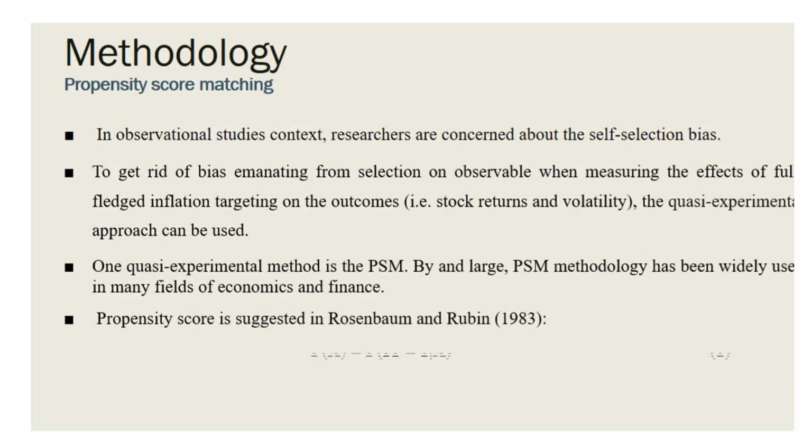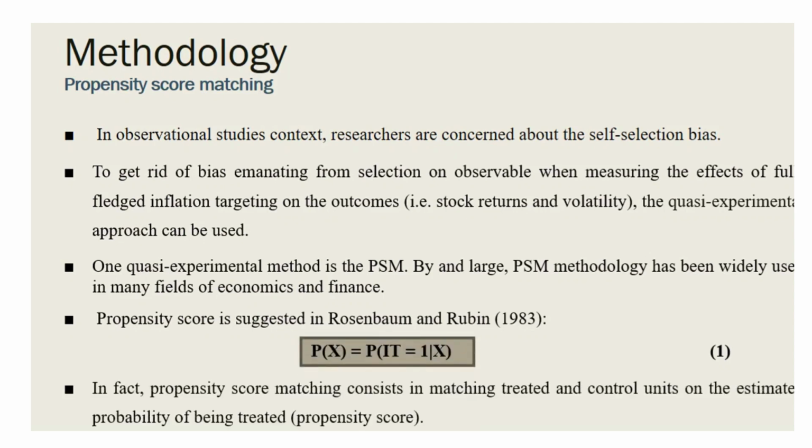Propensity score is suggested by Rosenbaum and Rubin, and it's the probability of adopting treatment, which is the adoption of the inflation targeting regime in the context of this study, given a set of observable characteristics included in the covariate vector X. In fact, propensity score matching consists in matching treated and control units on the estimated probability of being treated.